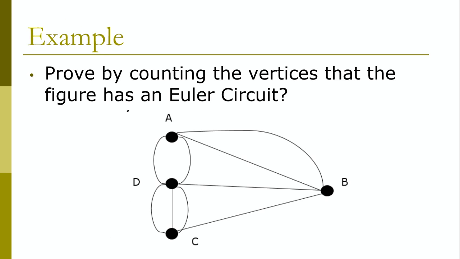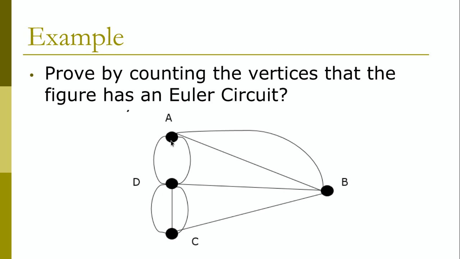So let's look at this example here. I have this graph that you see on the screen, and we want to prove by counting the degrees of the vertices that this figure has a Euler circuit. So we need to first determine if it's connected. It is a connected graph. Let's check the degrees of each of the vertices.